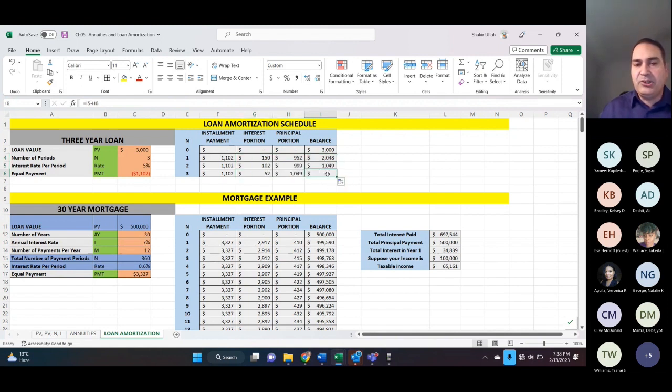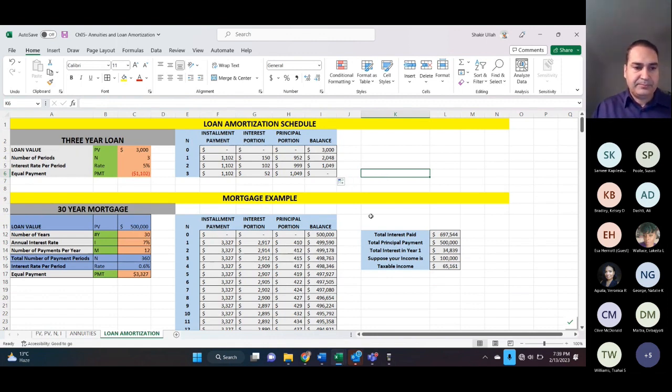Now, once I have this, I can select this whole row and drag it down. It completes my table. So you can see that at the end of the third year, my balance is 0. And as you can see, the interest amount goes down with the passage of time. My first interest amount was 150, the second was 102, and the third one was $52. Because as I pay the principal, my interest amount goes down because I pay interest on the principal. And when the principal goes down, the interest amount goes down. But I'm still paying the same amount. That means I'm paying more and more principal with the passage of time. So that is how this loan amortization works.